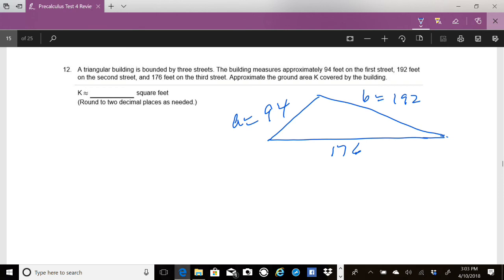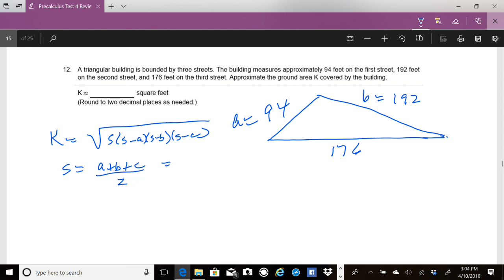So we need to know K, or the area, which is going to be the square root of S times (S minus A) times (S minus B) times (S minus C), Heron's formula. And to calculate S, we take (A plus B plus C) divided by 2, which is (94 plus 192 plus 176) divided by 2, which is 231.